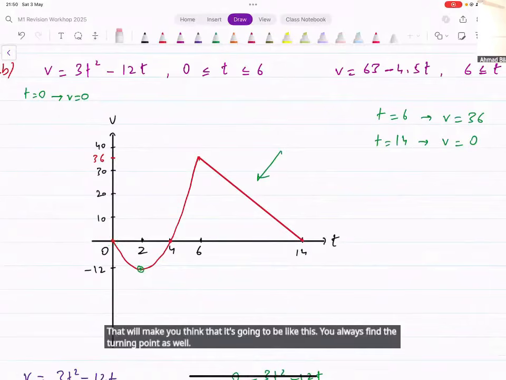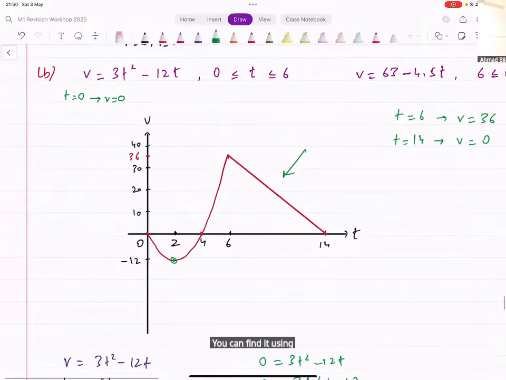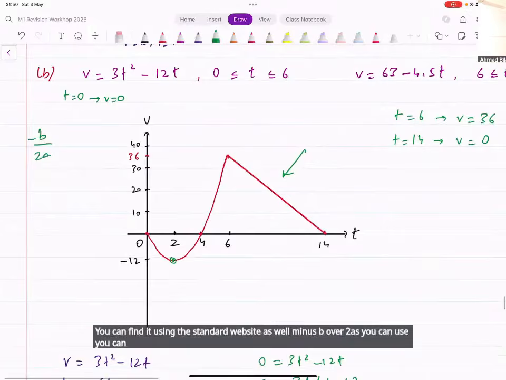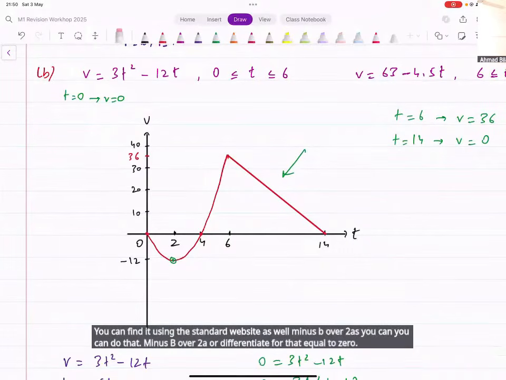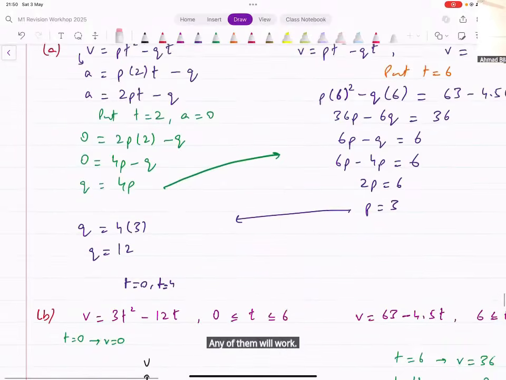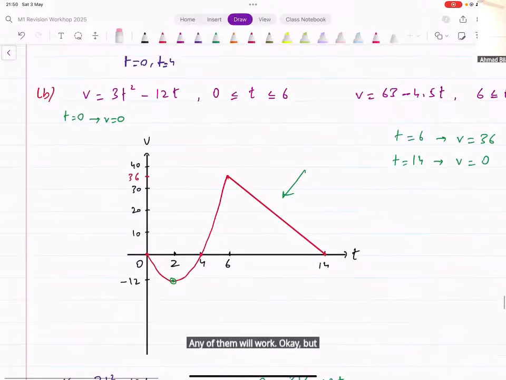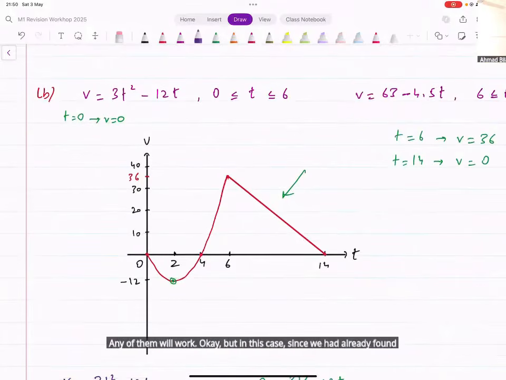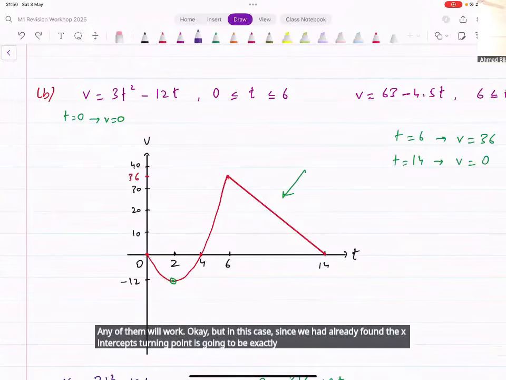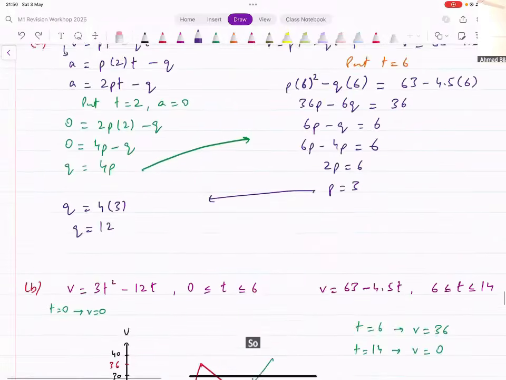You can find it using the standard method as well, minus b over 2a. Yes, you can do that, minus b over 2a, or differentiate and put that equal to 0. Any of them will work. But in this case, since we had already found the x-intercepts, the turning point is going to be exactly in the middle of the x-intercepts for a quadratic function because it's a symmetric graph. So you can do it like that as well.